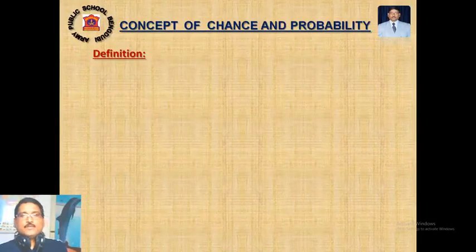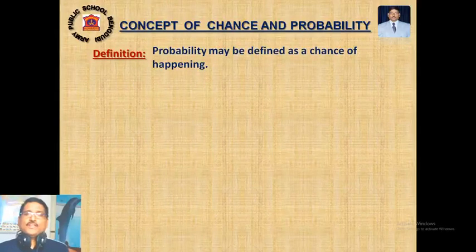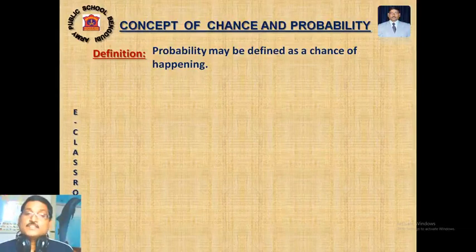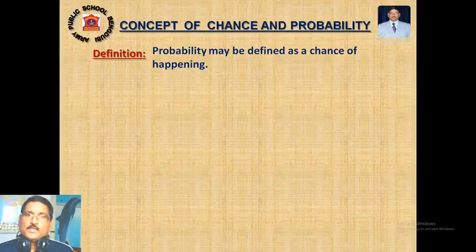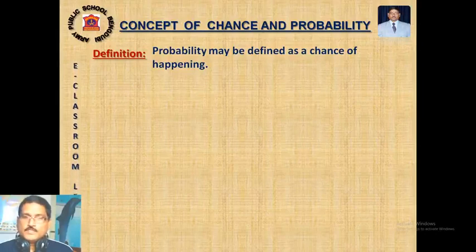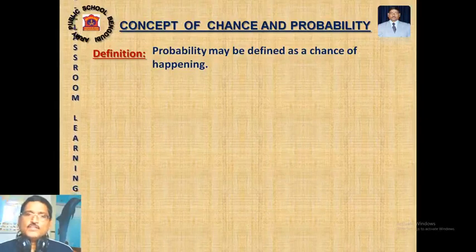Okay, now coming to probability. What is probability? Probability is nothing, we can define it as a chance of happening. Chance of happening. That means it is not sure which event will come up. Say I am tossing a coin. In a coin, what do we have? Two chances are there, head or tail. But when you toss it, it is not sure whether head or tail will come.